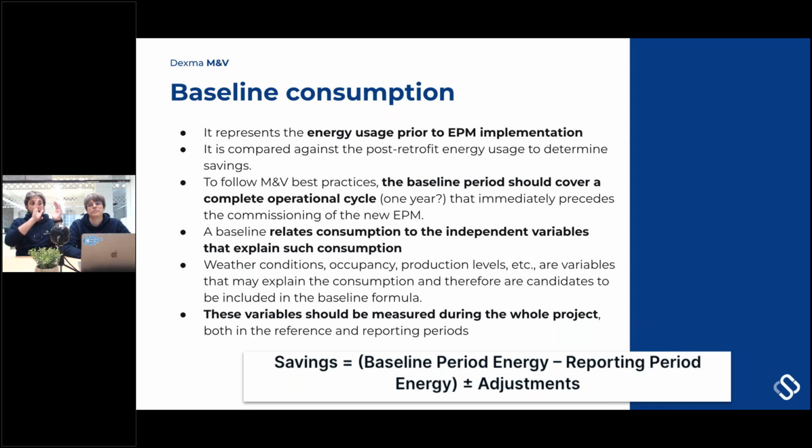So at the end, it is calculating a baseline, creating a formula that explains the consumption due to these variables, and once the consumption is lower, calculating the baseline based on those variables that continue being measured, okay? Therefore, the savings are the baseline period energy minus the reporting period energy, and some adjustments that could also be added depending on the situation. So this is what the baseline is used for, okay?